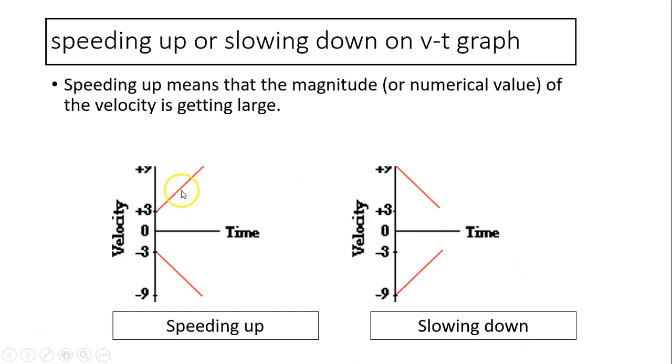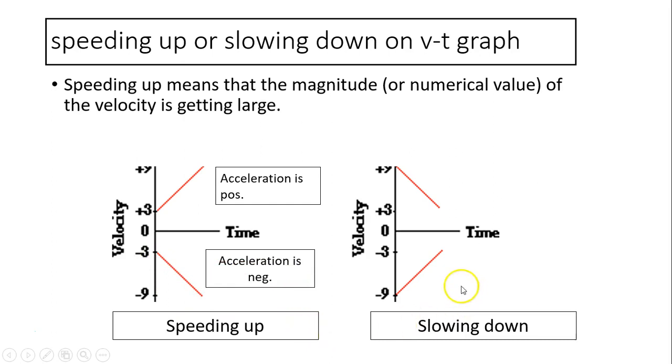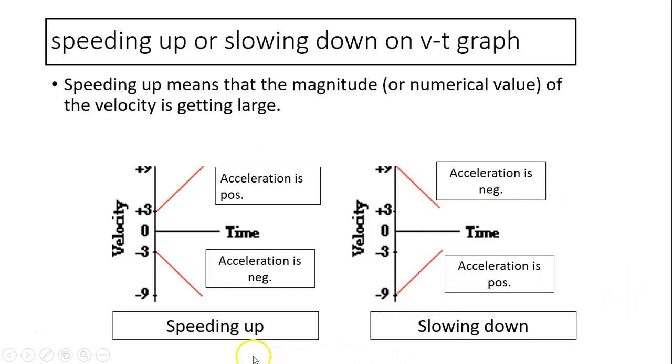What can we say about acceleration on this graph? Acceleration is a slope, positive, constant. So acceleration is positive. This one, acceleration is a slope, it's constant and negative. Acceleration is negative. This one, slope is negative, acceleration is negative. Slope is positive, acceleration is positive.